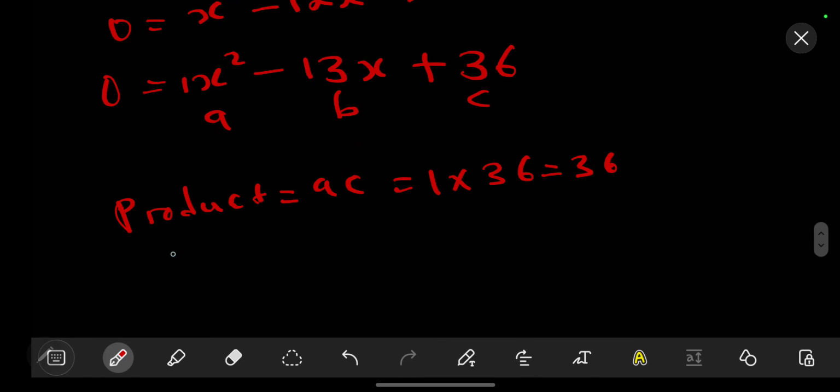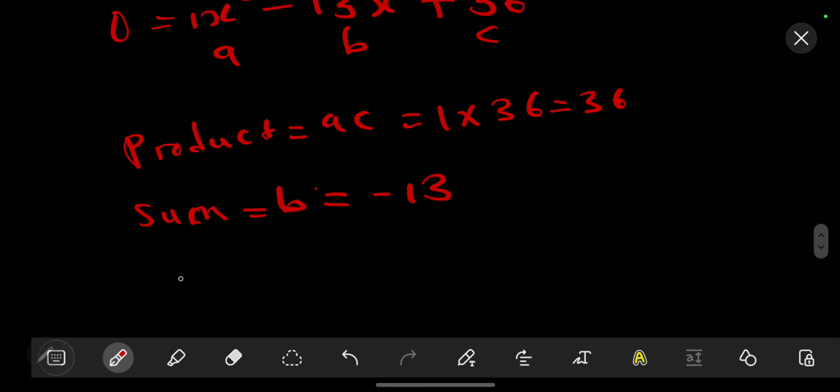So now our product, then we have our sum, which is just equal to the b. In this case, the coefficient of b is negative 13. Then we have the factors. The factors are the two numbers which, when you add them, give you negative 13, and when you multiply, give you 36. In this case, the factors will be negative 4 and negative 9. If you multiply negative 4 by negative 9, you get 36. If you add them, you get negative 13.